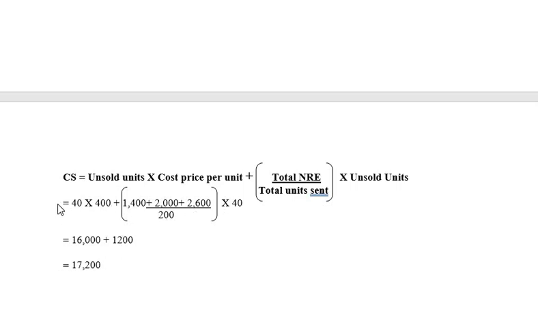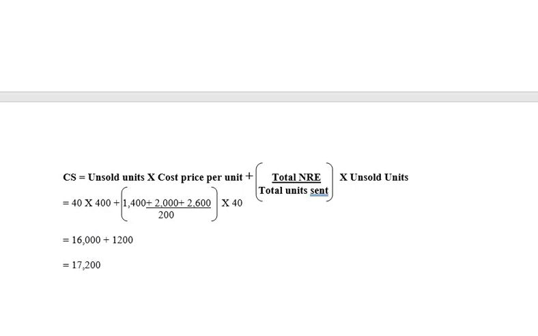I repeat, 40 into 400 will give you 16,000 plus 1400 plus 2000 plus 2600 divided by 200 will give you 30, multiply that 30 with 40, which is 1200. Okay, so let's simplify this. 16,000 plus 1200 will give you 17,200. This is nothing but the value of closing stock.